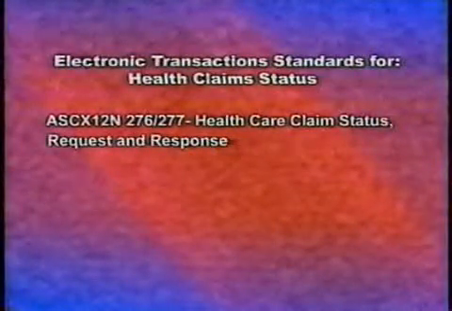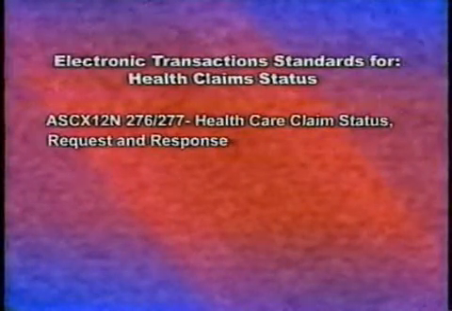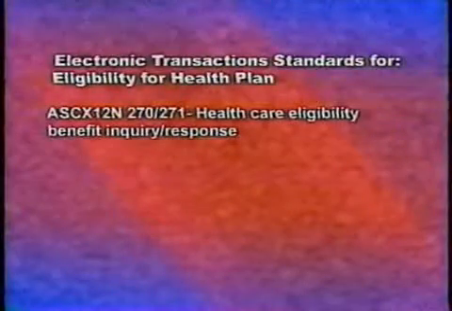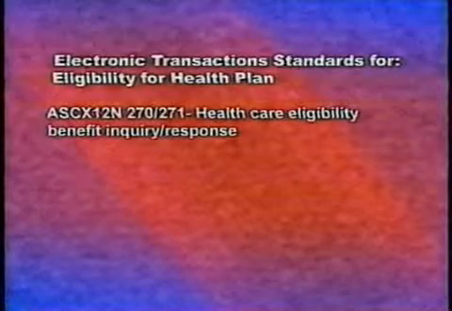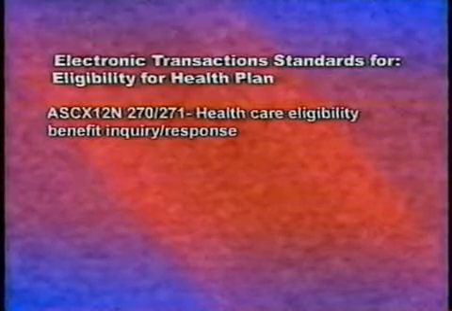For health claim status, the regulation adopted ASC X12N 276 and 277. Office staff who have been spending time on hold calling a health plan to check on the status of a claim will now be able to electronically request claim status information and get the answer without using the phone. For eligibility for a health plan, HIPAA adopted ASC X12N 270 and 271 for healthcare eligibility, benefit, inquiry, and response. Under HIPAA, providers should have fewer worries about getting correct eligibility information quickly.